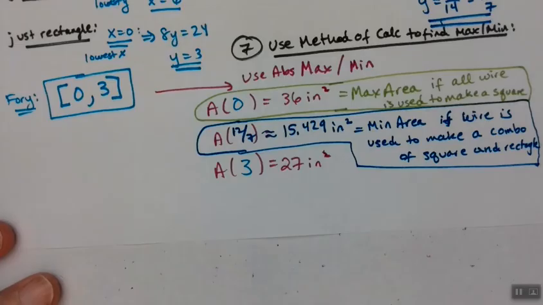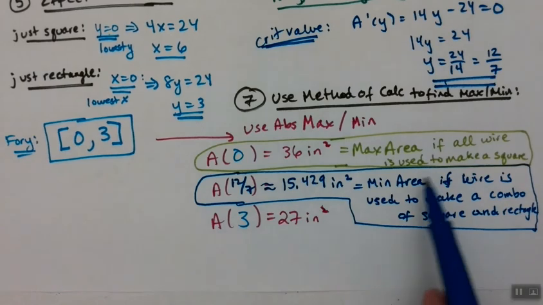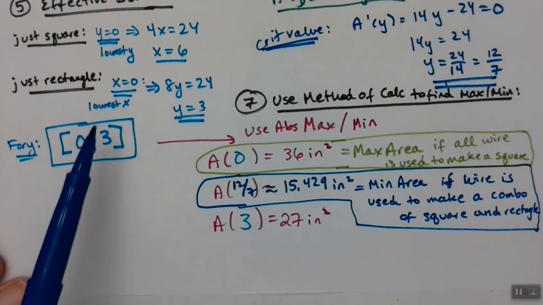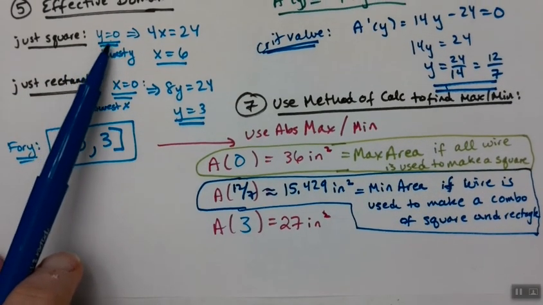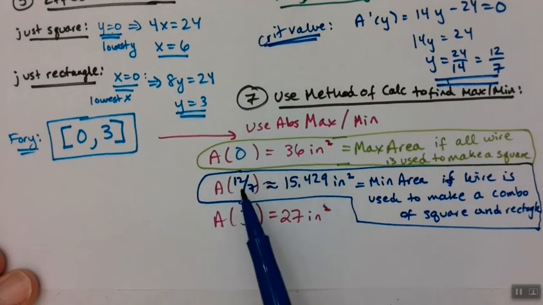Oh, sorry, I didn't go back to that. So there you go. The maximum area is if all the wire is used to make a square. Again, that would be y equals 0, all the wire used to make a square. The minimum area happens if you're making them in a combination, so y is equal to 12/7. You could go and figure out what the x would be, etc.